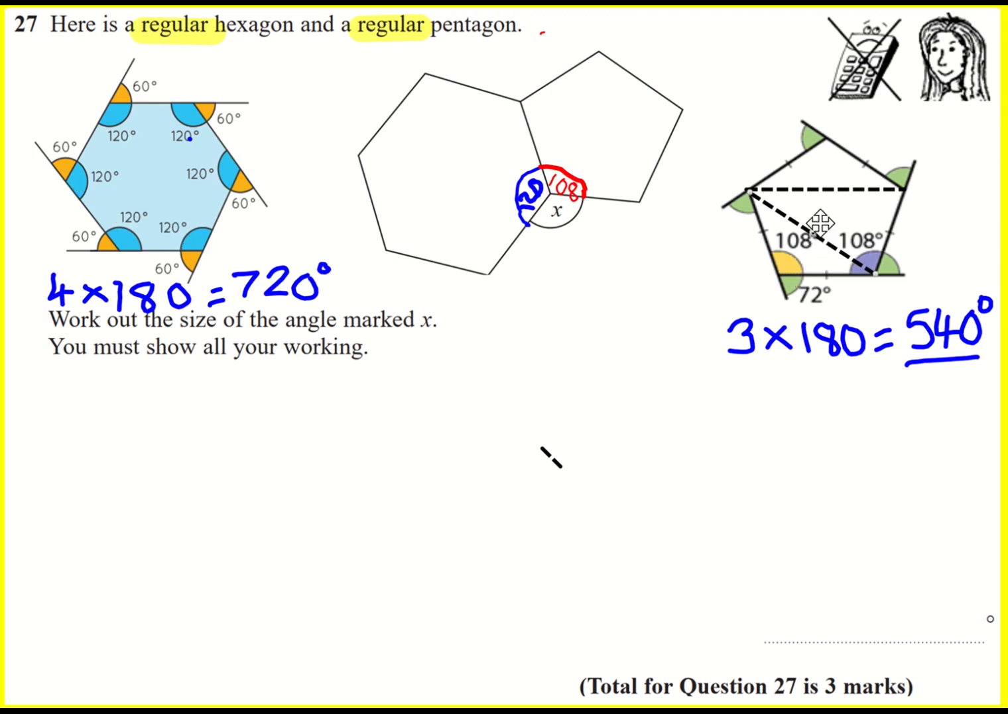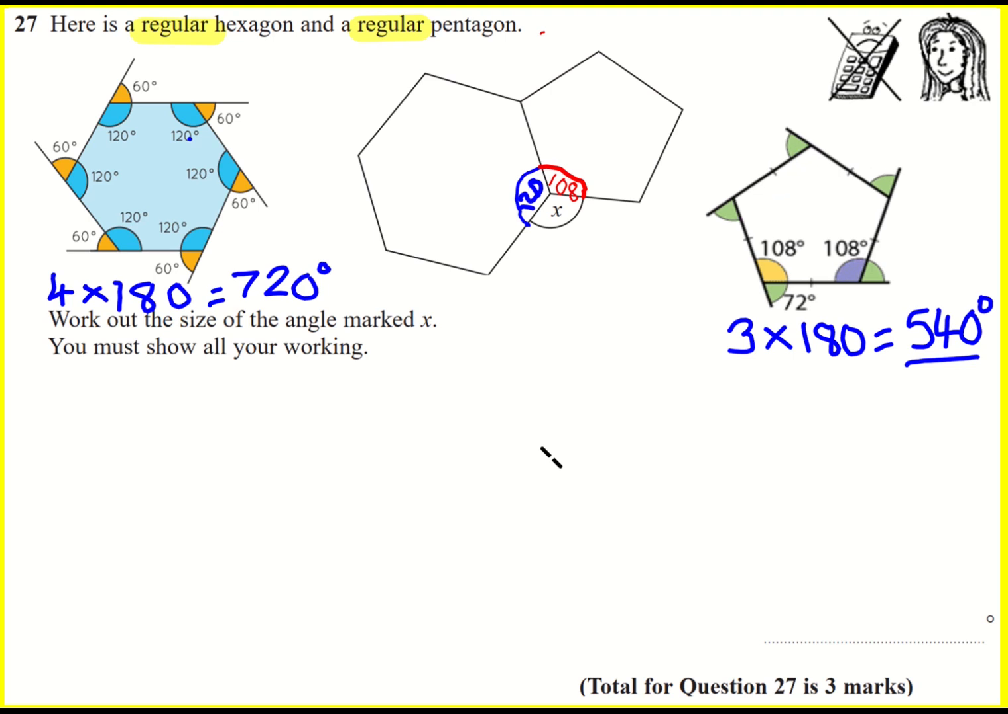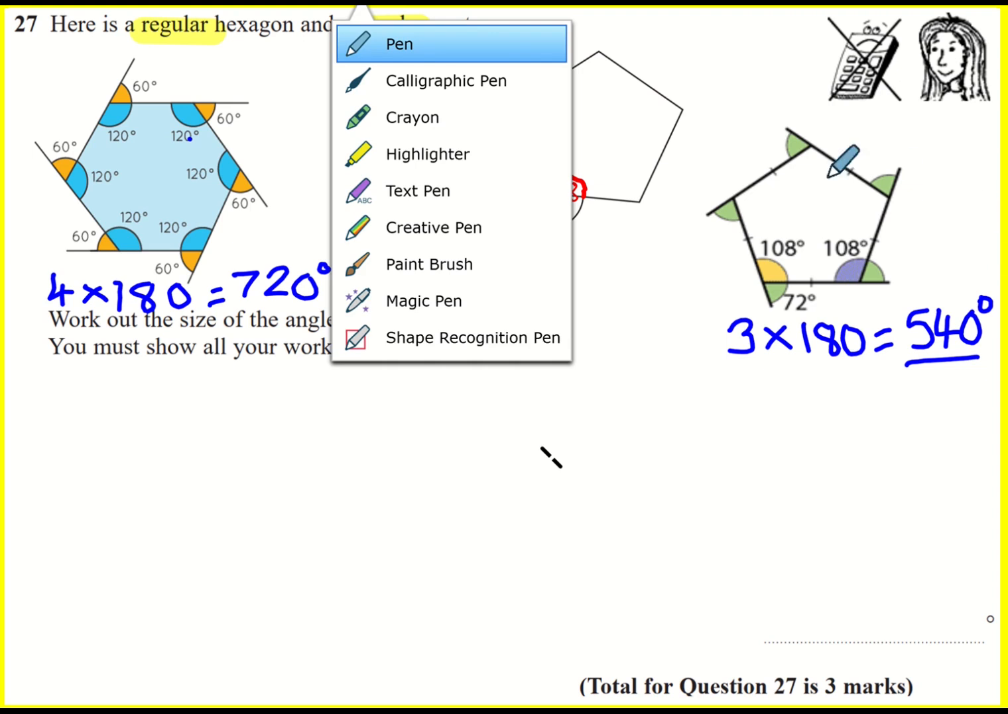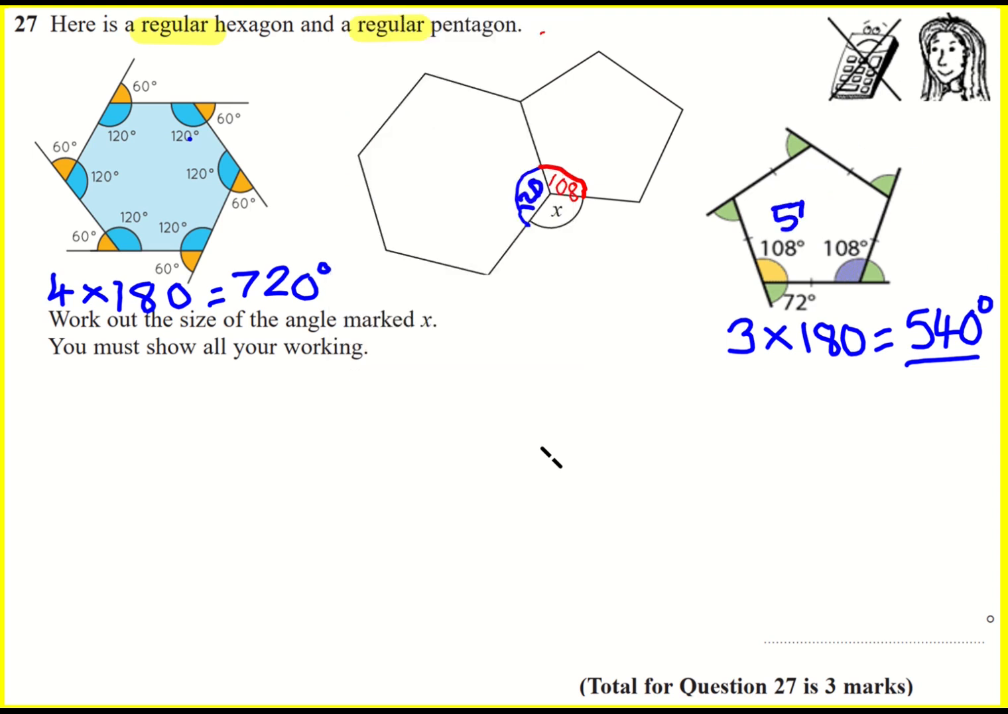So that's your way of finding the interior sum. But once you've got the interior sum, how do you actually use that? I've got the interior sum here, which is 540. How do you use that to work out a single angle? Well, remember, it's regular, so all angles are equal. I'm going to do 540 divided by 5, because they're all equal angles. So 540 divided by 5 gives me 108, which is where you can see that labelled orange 108.